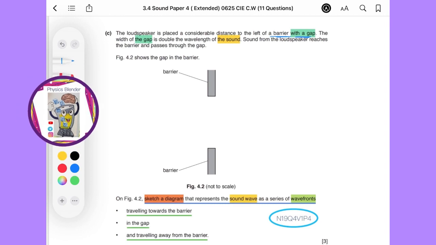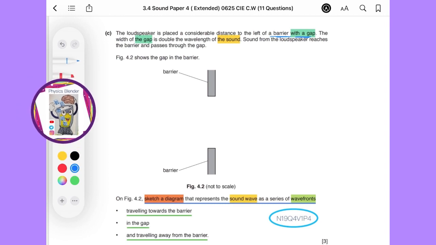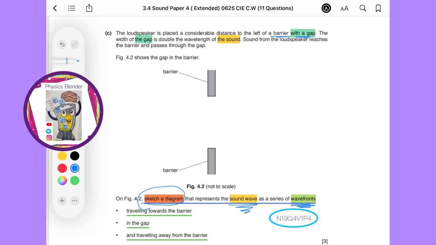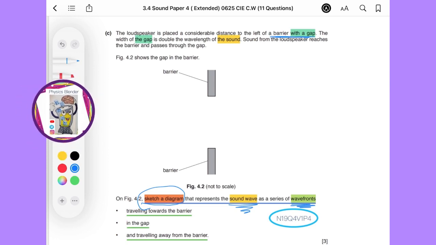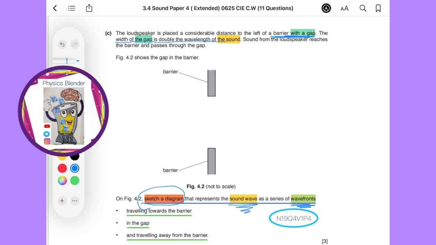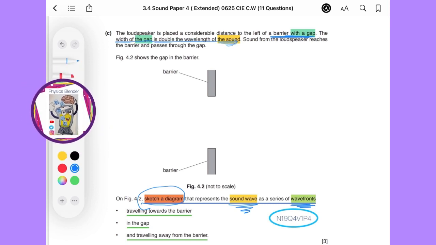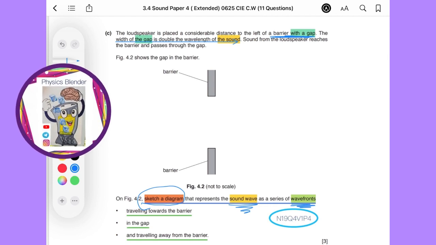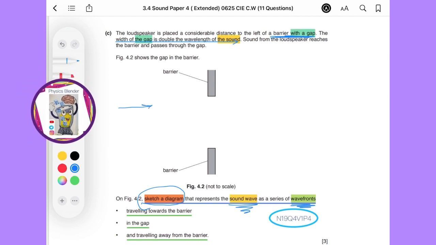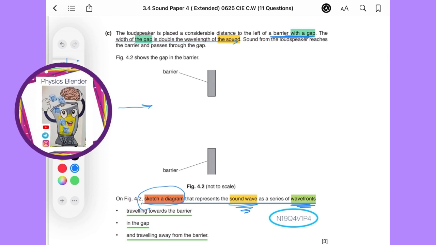The last part of the question is asking you to sketch a diagram that represents sound waves in the form of wave fronts. We have here a barrier, and this barrier has a gap. The width of the gap is double the wavelength of sound. So if waves are traveling in this direction, how can you draw wave fronts? Let's draw wave fronts.